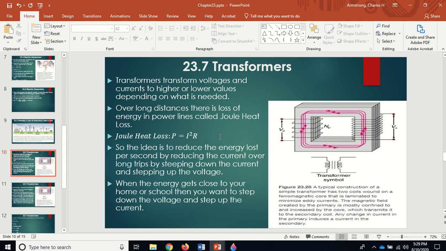Remember, we have P equals I times V. So we're going to assume the power stays pretty constant. There is some loss, but it's so small that we can neglect it. So if the voltage goes up, the current goes down. Or if the current goes up, the voltage goes down. Over long distances, there is a loss of energy in power lines called the Joule heat loss. I don't think this is in your book, but it's pretty important.